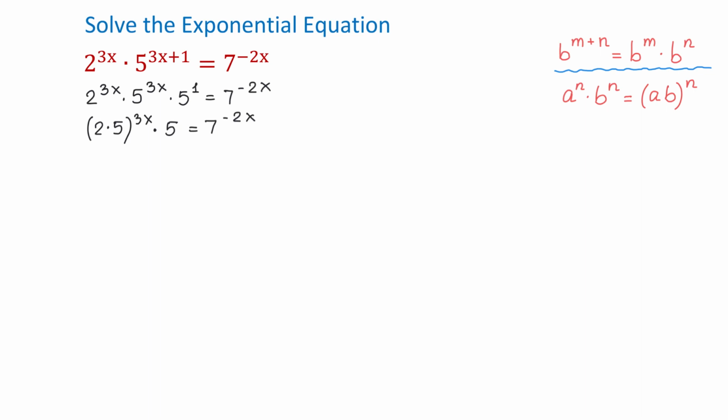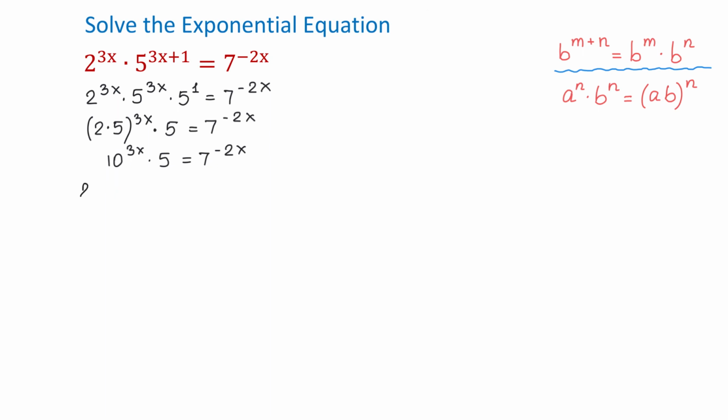Then 2 times 5 equals 10, so now we have 10^(3x) times 5 equals 7^(-2x). From here, we will take either the natural logarithm or the common logarithm on both sides. And because on the left side one of the bases is 10, I will use the common logarithm.